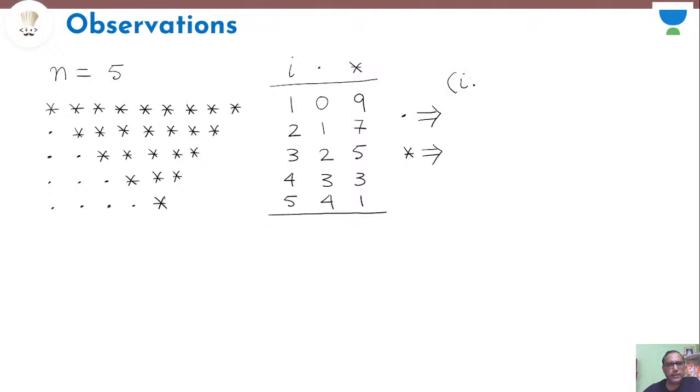Here you can use either I or N for finding out this logic for dot and star. Here N is equal to 5, use the given number. Can you please tell me what will be the logic for dot? All my students, tell me the logic for dot. I1 dot 0, I2 dot 1, I3 dot 2, I4 dot 3, I5 dot 4. Can you tell me the logic for dot?